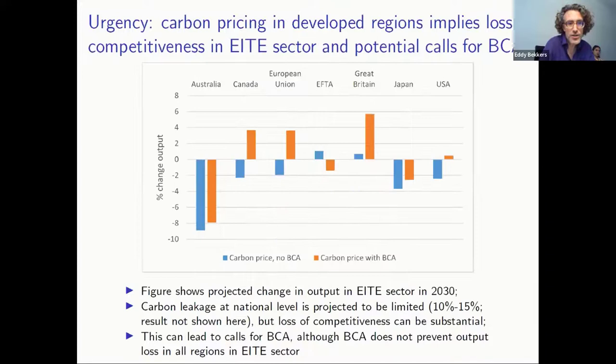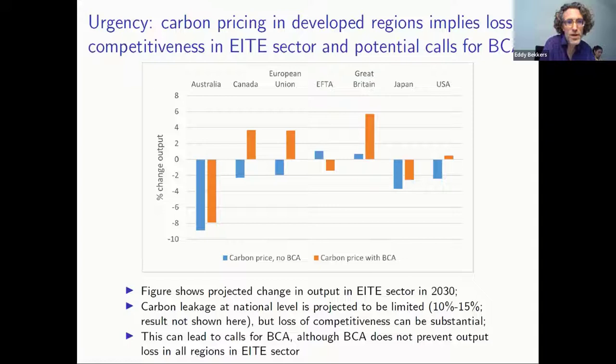Okay, then the urgency, that's maybe a bit trickier. What do we mean with urgency? That is more from a political perspective. If we are not coming to global carbon pricing, we're going to see political pressure to protect competitiveness in regions that are more ambitious, and therefore calls for the introduction of border carbon adjustment, which could in turn trigger responses and lead to all kinds of problems here in the house, so to say.